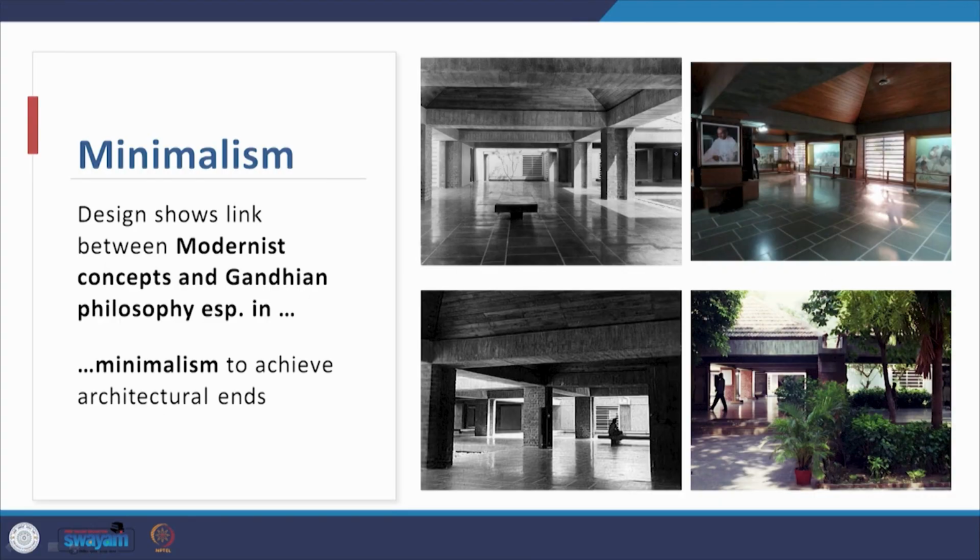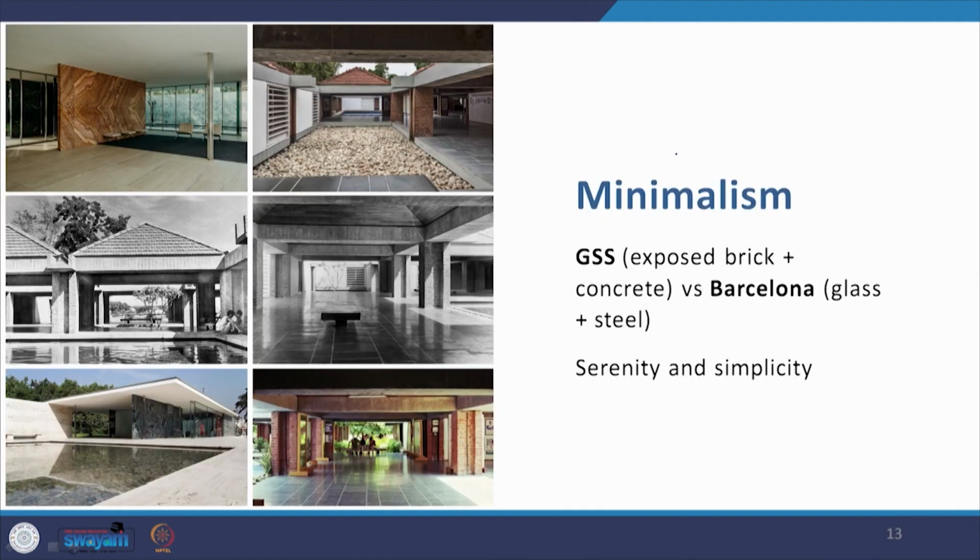So the analogy is that of an Indian village, and the design shows the link between the modernist concepts and Gandhian philosophy, especially minimalism, to achieve the architectural ends. So here it is. If I were to take the first major example of minimalism by Mies van der Rohe, that is the Barcelona Pavilion, 1929.